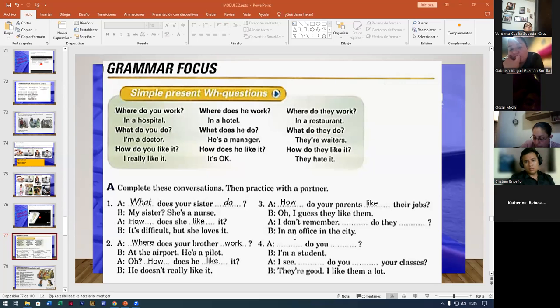How do you work? That's the question, right? Because in the answer it says, in an office in the city. I don't remember. Where do they work? That's the question that we have here. ¿Dónde trabaja? Because the answer says, in an office in the city.